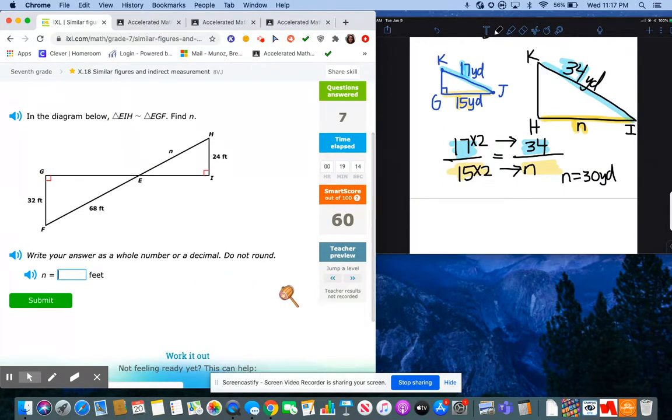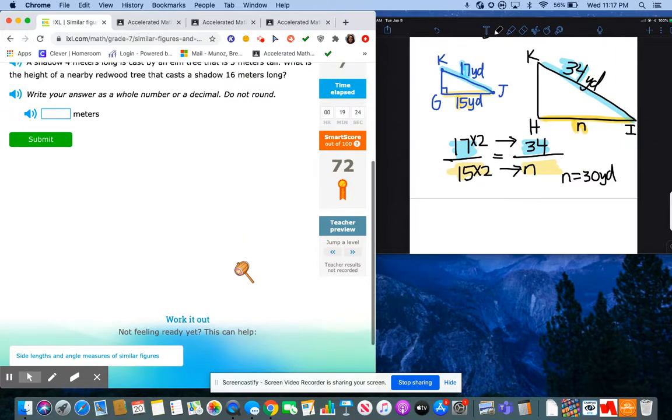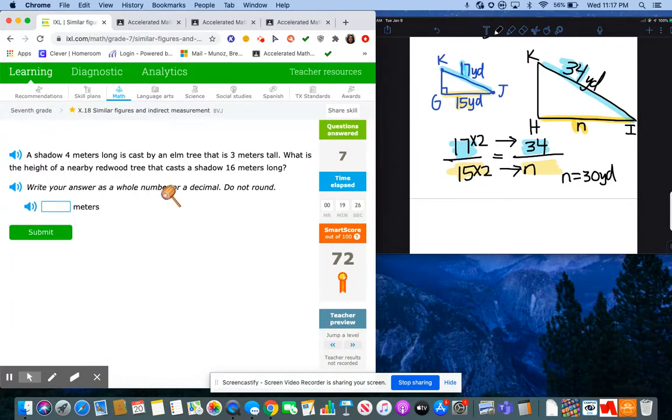Let me jump a level to see a harder problem, the way I can explain it to you. Here, oh, look, we have a word problem. And when we have a word problem, we need to definitely sketch it. So here it says a shadow 4 meters long is cast by an elm tree that is 3 meters tall. What is the height of a nearby redwood tree that casts a shadow 16 meters long?